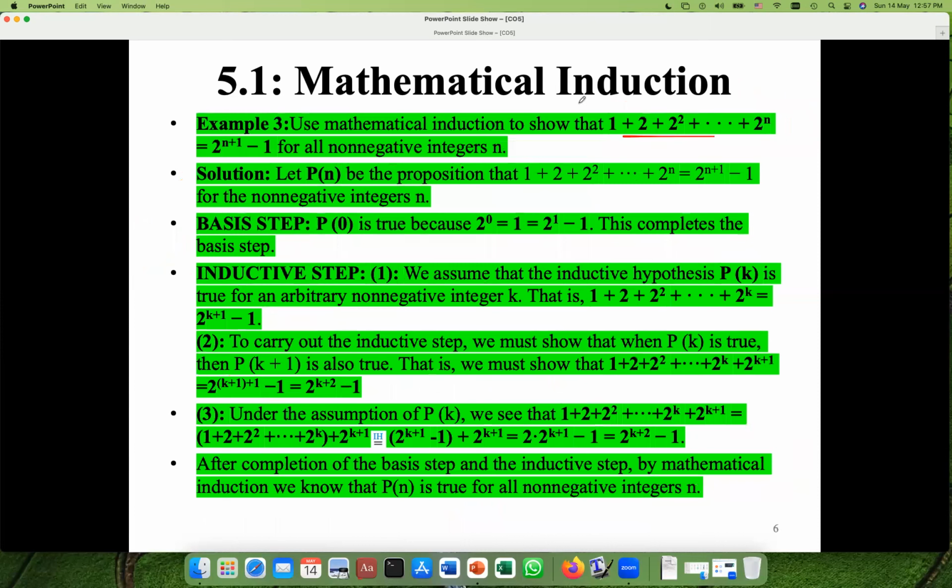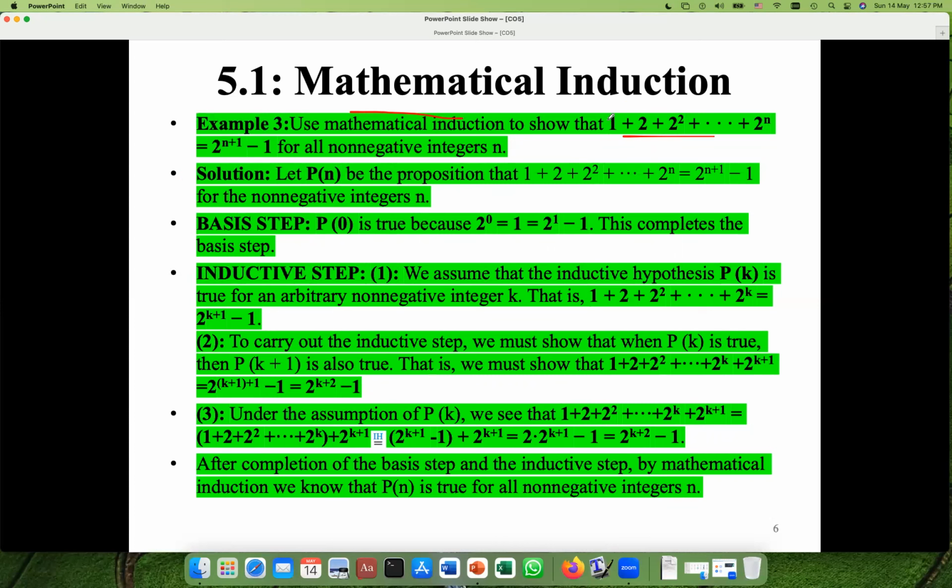Now, example 2. I will ask these questions like that: use mathematical induction, so that you can have the idea of how you have to solve that question. So use mathematical induction to show that 1 plus 2 plus 2 raised power 2 plus and so on plus 2 raised power n. So each time the power of 2 is increasing, okay?